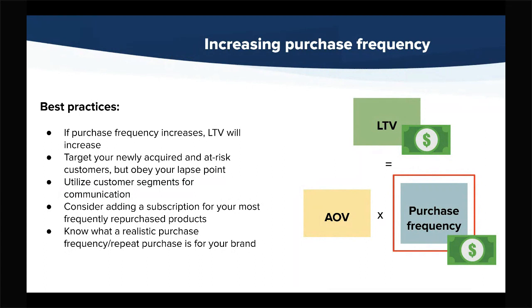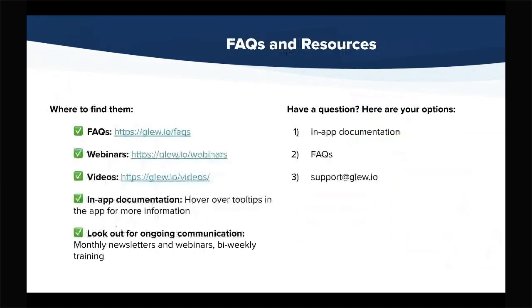If you jump in there to Glew and you see that your average purchases by customer is like 1.1, maybe it's our goal for 2021 to see that go up to 1.3. Maybe jumping that up to 2 is probably going to be a little unrealistic. So set realistic benchmarks and push your team to push those forward.